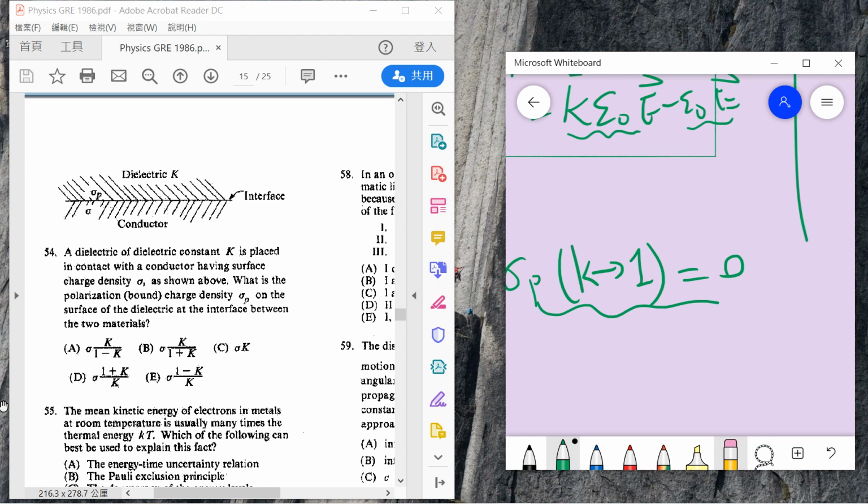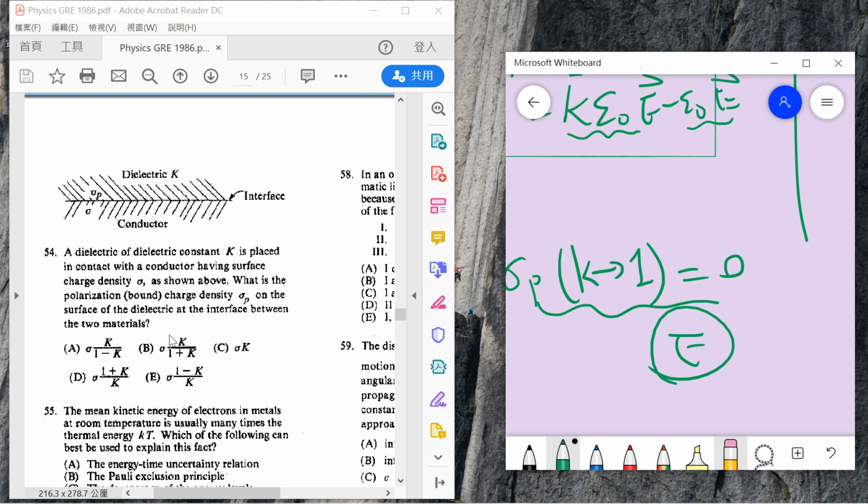When K equals 1, this blows up. When K equals 1, this is sigma divided by 2. When K equals 1, this is sigma. When K equals 1, this is 2 sigma. When K equals 1, this is 0. So the answer is E. Remember that we are in subject GRE. We usually don't have enough time to solve an electromagnetic question, so we need to somehow guess the answer.